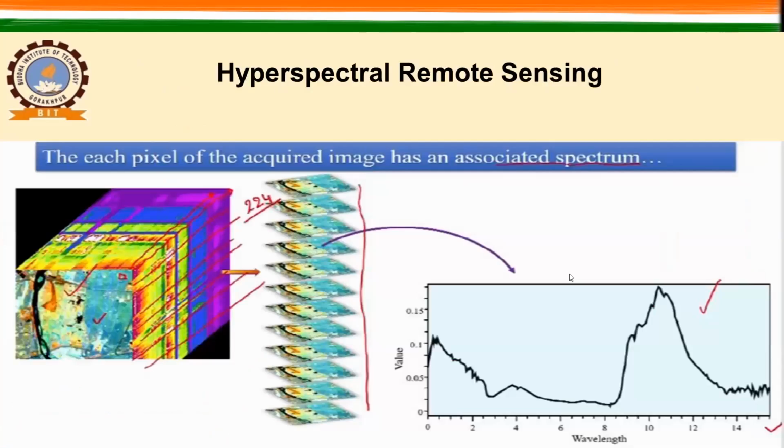we are using this hyperspectral remote sensing data. So basically let us understand how remote sensing is divided into different image forms. One is panchromatic, then multispectral, hyperspectral and ultraspectral. If we see hyperspectral remote sensing, it says each pixel of the acquired image has an associated spectrum. Generally we use this kind of image cube to display our hyperspectral data.